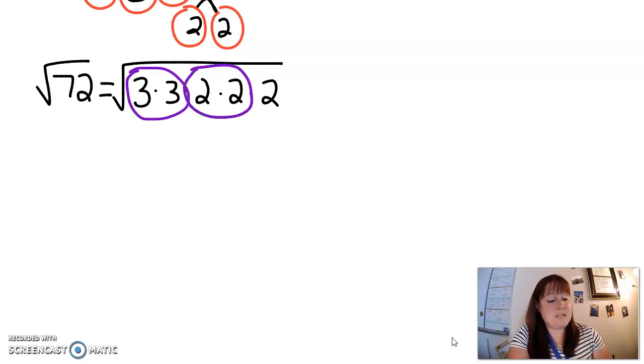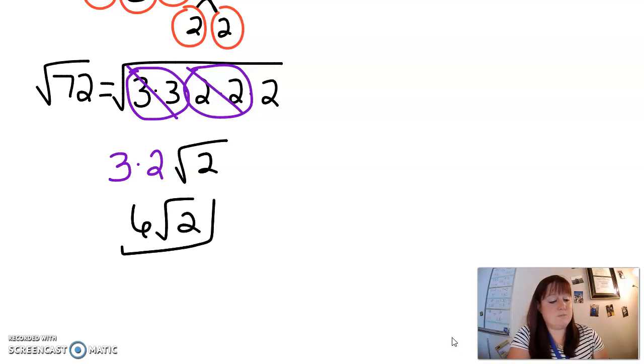So that means I can take that 3 outside, and I can also take the 2 outside, and it's going to get rid of those pairs. And then inside, I'm just left with a 2. So to finish this off, I have 6 root 2 as my final simplified radical.